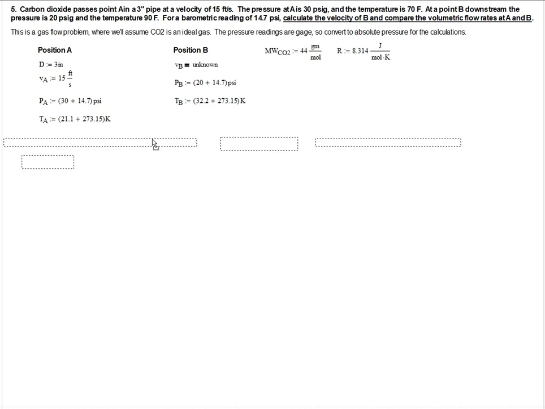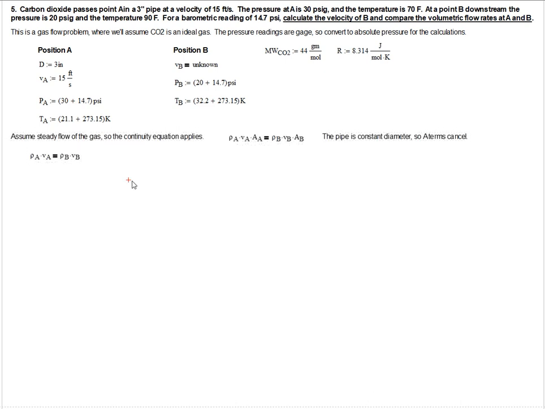So the first thing that I would do is write the continuity equation, because even though the gas is compressible, we have conservation of mass. So the continuity equation still applies. We have rho V A at position A is equal to rho V A at position B.